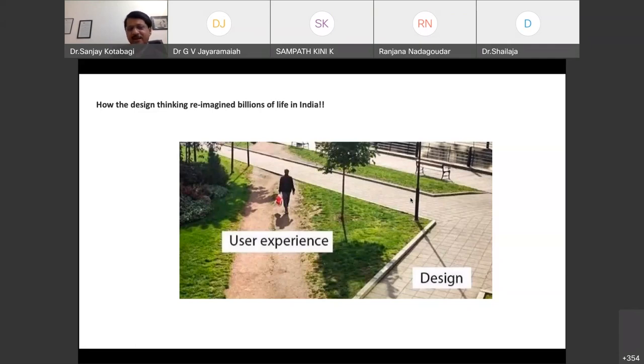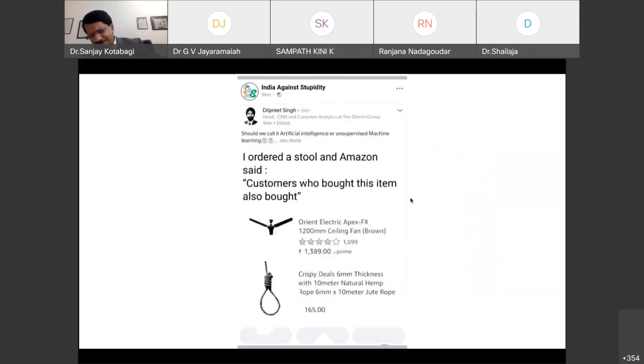One more, this morning I got it on WhatsApp. This is really wonderful, there is no limit to it. See how the companies, the platforms are moving along with us and literally putting their head into our mind and then controlling it. See now, Dilpreet Singh, head of CRM of one of the companies, Oberoi Group, has shared this on WhatsApp, right? He ordered a stool, and Amazon said, customers who bought this item also bought.